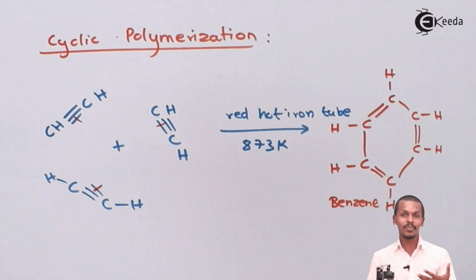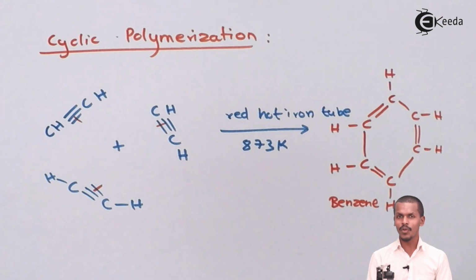So basically we could say that benzene is a polymer product of ethyne. In this case, three molecules of ethyne, under proper conditions, can form a bigger molecule, benzene, with a higher molecular mass. This is what cyclic polymerization means. So this is what we have covered for the different kinds of reactions of alkynes.